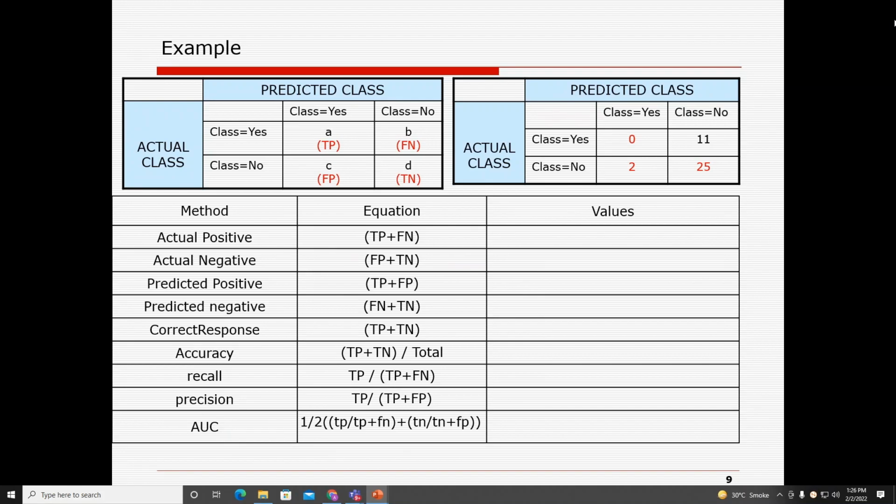Chalo, new confusion matrix: 0, 11, 2, 25. If I ask, if the confusion matrix values are 0, 11, 2, 25, calculate all the terms which are related to the confusion matrix including accuracy, then you have to calculate all these things. So chalo, tell me what is actual positive. Someone should tell all the answers and others can validate. Chalo, one by one, who will tell? Actual positive is 11 and actual negative is 27.